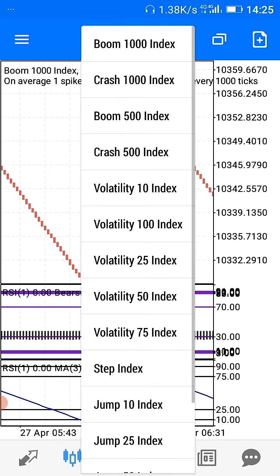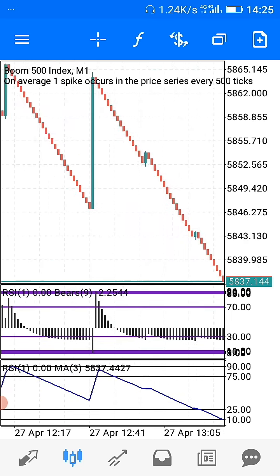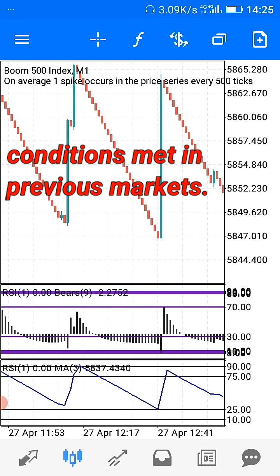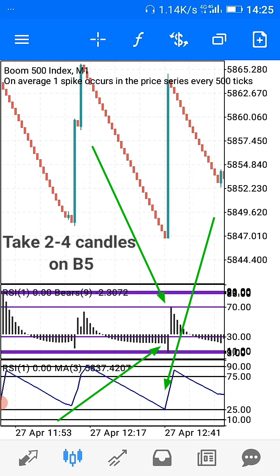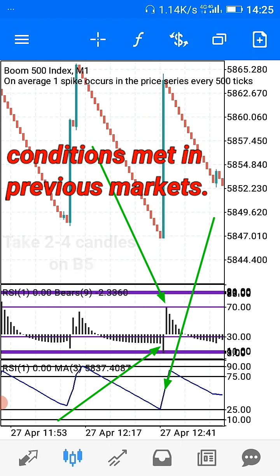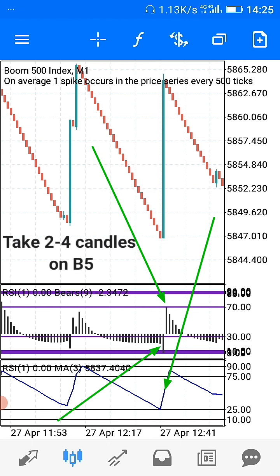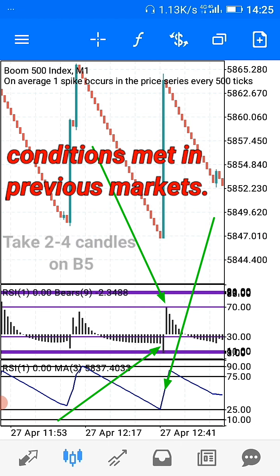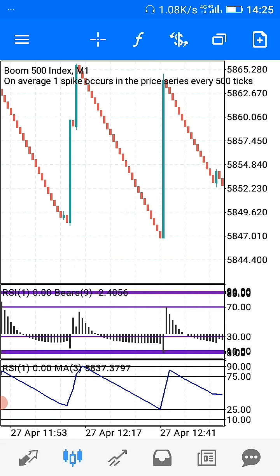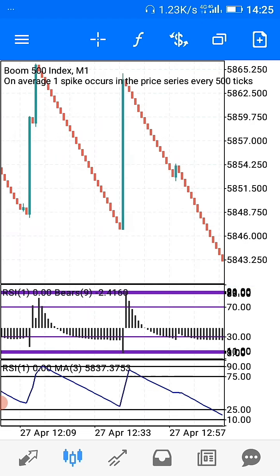Then on boom 500, I advise you to take 3 to 4 candles, in fact 2 to 4 candlesticks. You know the way it spikes on boom 500. So I advise you, when the conditions are met on boom 500, take 2 to 4 candlesticks and then you're out of the market. So that's how this strategy works, guys.